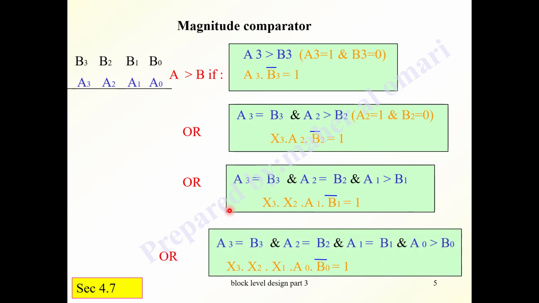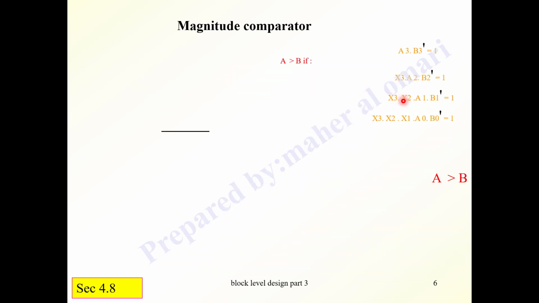All right, the last condition is that these three corresponding bits are equal and A0 is equal to 1 and B0 equal to 0. That means if X3 AND X2 AND X1 AND A0 AND B0 bar is equal to 1. Here we named X1 as A1 equal to B1. Okay, these are the conditions.